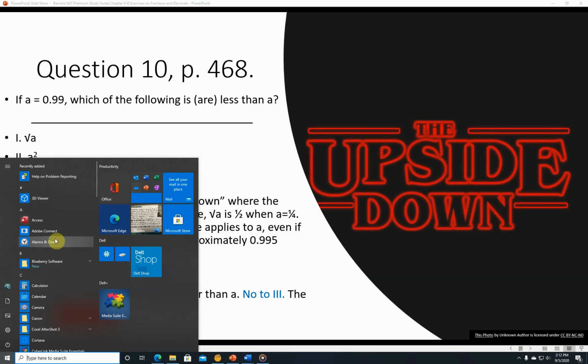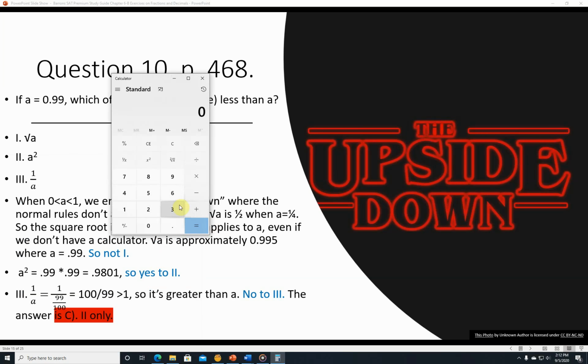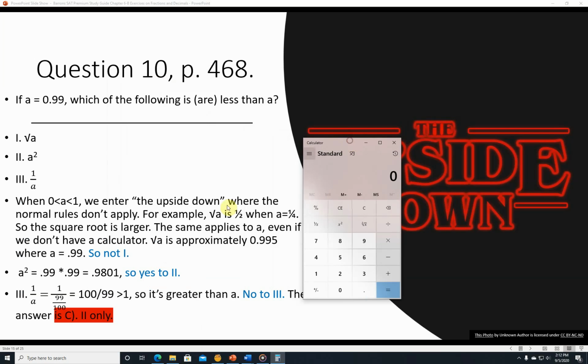And so the square root of a is approximately 0.995. That's really easy if you have a calculator. You just go, okay, 0.99, what's the square root? Yeah, 0.99498, so just 0.995. Anyway, you just have to know that if it's less than 1, it's going to be larger. So it cannot be 1, rather.